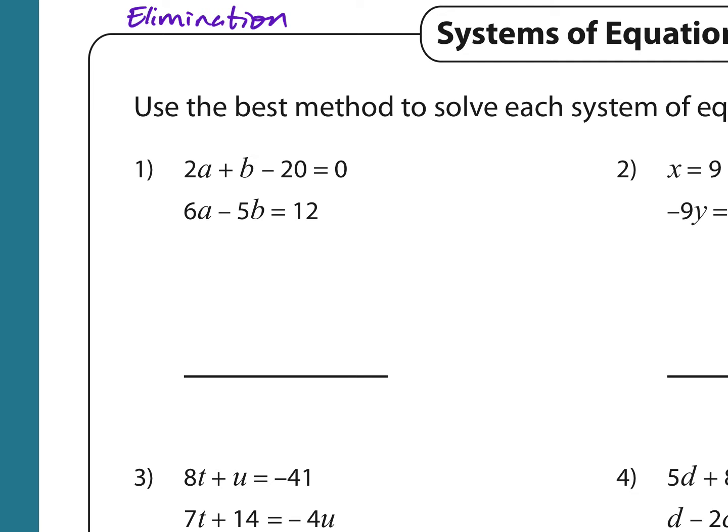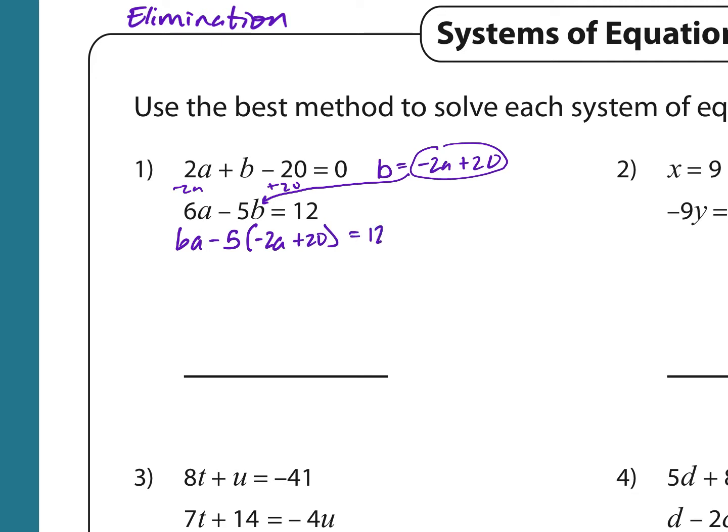So what do I get? B equals negative 2a plus 20, right? Subtract 2a and add 20 to both sides. So I get B equals negative 2a plus 20. So wherever there's a B, what am I going to put? I'm going to take that and put that wherever there's a B in my other equation. So I'm going to get 6a minus 5 times b, but b is now negative 2a plus 20 equals 12. Now just solve for a.